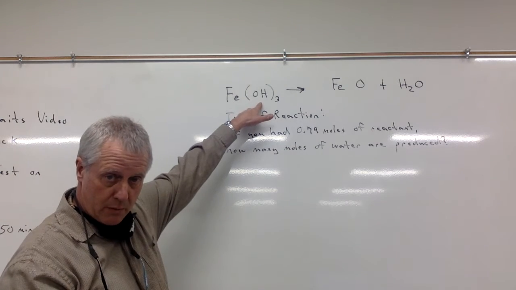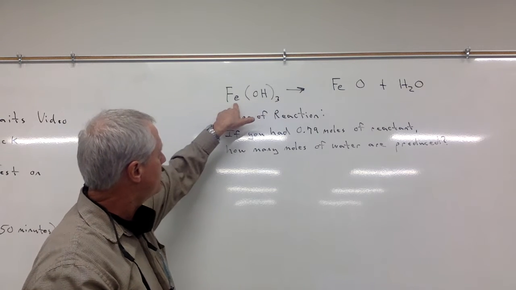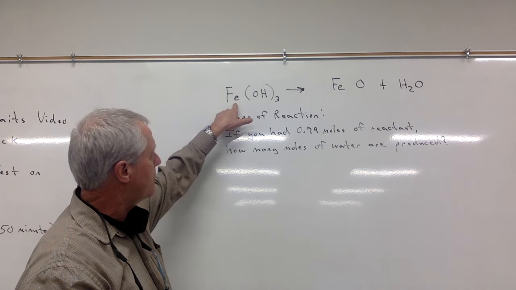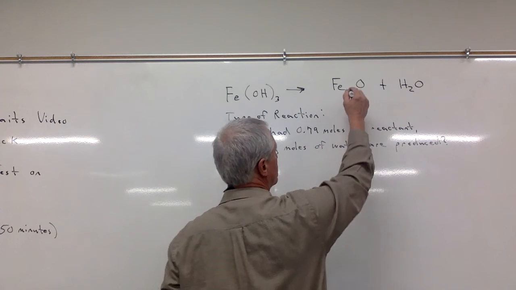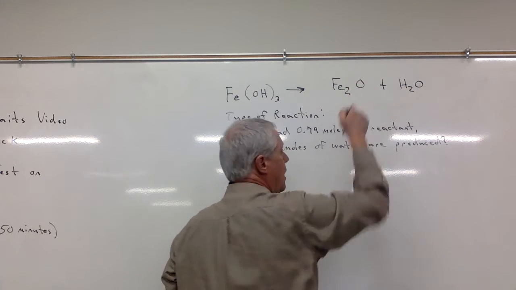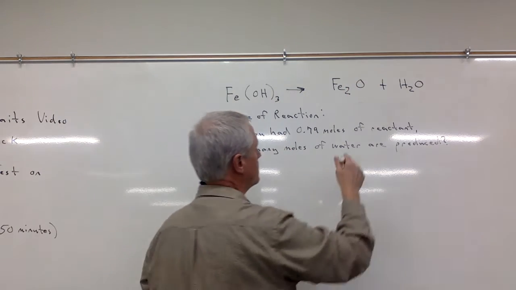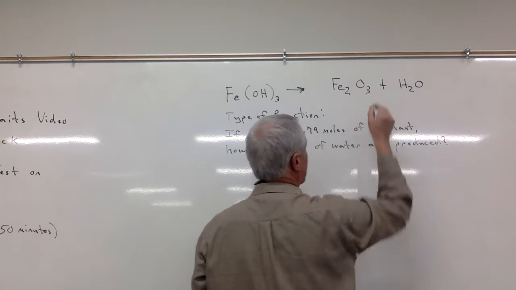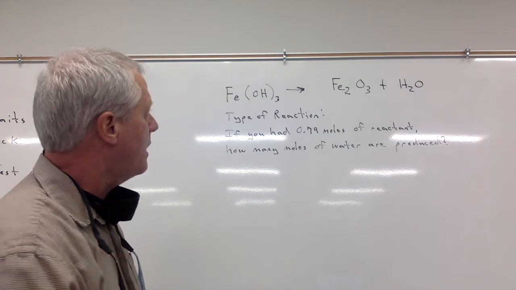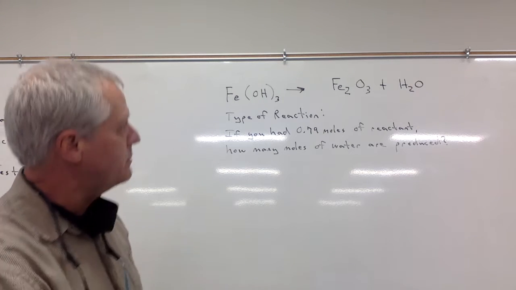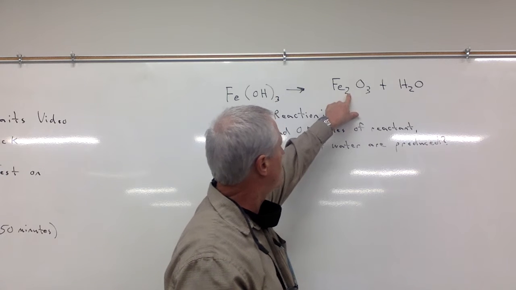Hydroxide is a -1 polyatomic ion, and there's 3 of those. So that must mean this is iron 3. So if this is iron 3, this would be a 3+ charge. So we have 2 of those. Oxygen is always a -2, so there's got to be 3 of those. Whenever we're working with iron 3, if it combines with oxygen, it's going to be this formula here. Okay, and then water.